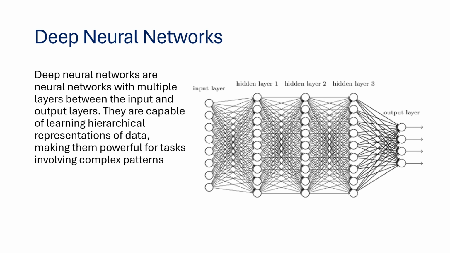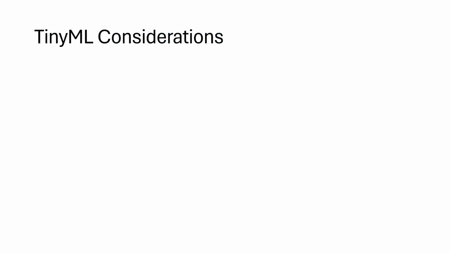They are capable of learning hierarchical representations of data, making them powerful for tasks involving complex patterns. This is one of the more complex types of neural network. As you can see, compared to the cases I've looked at before, we have the input layer and then the output layer, but in this case, we have multiple hidden layers between them. With this, we're able to make complex decisions, though it requires much more computational power, and we're able to make a lot of predictions using a deep neural network.